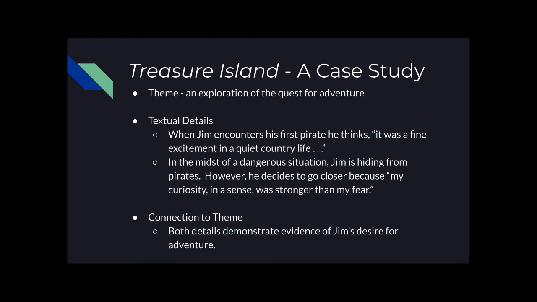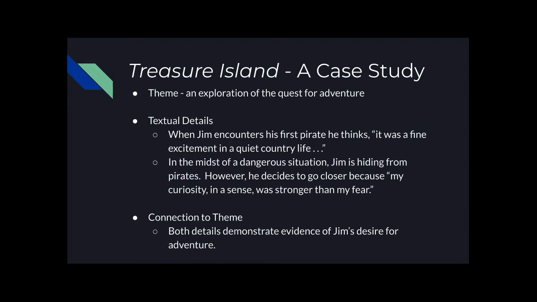Let's take a look at an example. As we've just stated, the theme of Treasure Island is an exploration of the quest for adventure. Two of the textual details that help us draw that inference are as follows. When Jim encounters his first pirate, he thinks it was a fine excitement in a quiet country life.